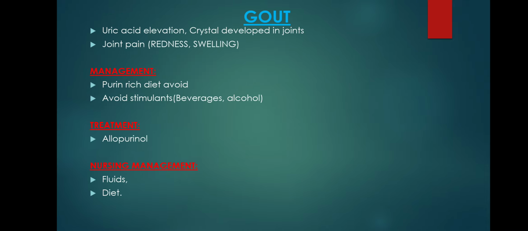Gout. This is uric acid elevation, with crystal development in the joints. The person will have redness and swelling in the joints. Management: purine-rich diet to be avoided. Avoid stimulants, beverages, alcohol. Treatment: allopurinol. Nursing management: we will give adequate fluids and diet management.